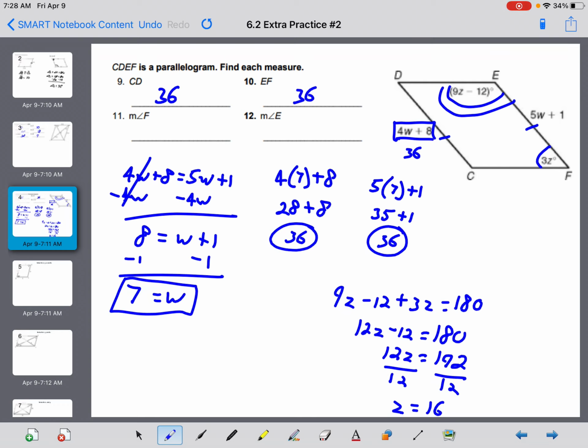And now we plug that in for 3Z. 3 times 16 is 48. So the measure of angle F is 48 degrees. And the measure of angle E is 9 times 16 minus 12. Well, 9 times 16 is 144. Minus 12 makes 132.